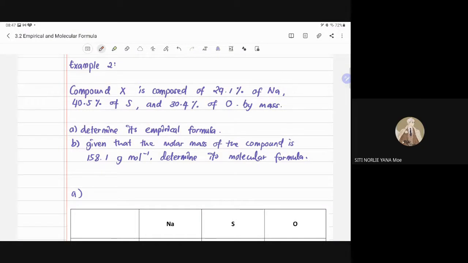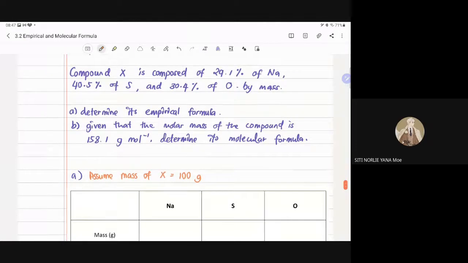So kalau kita ambil 100, semua ini nombor dia sama je terus. So assume mass of compound X is equals to 100 grams. Jadi kalau mass dia 100 gram, ini adalah 29.1 gram. So sulfur adalah 40.5 gram. Oksigen adalah 30.4 gram. Okay.